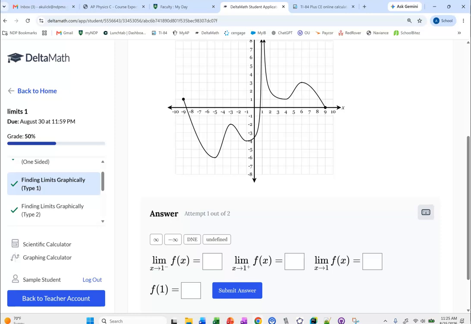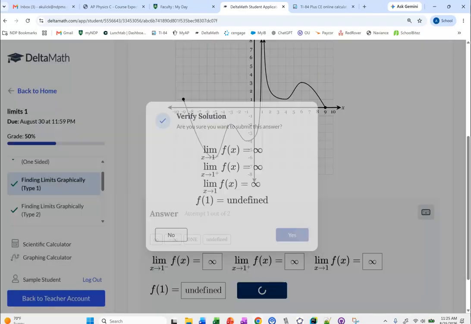What is the left hand limit? Infinity. And you can tell that because the arrow is pointing up on the left hand side of 1. And the right hand limit is? Infinity. And the overall limit is? Infinity. And f of 1 is? Undefined, because there is no y value associated with that x, since it's the location of a vertical asymptote. Very good.